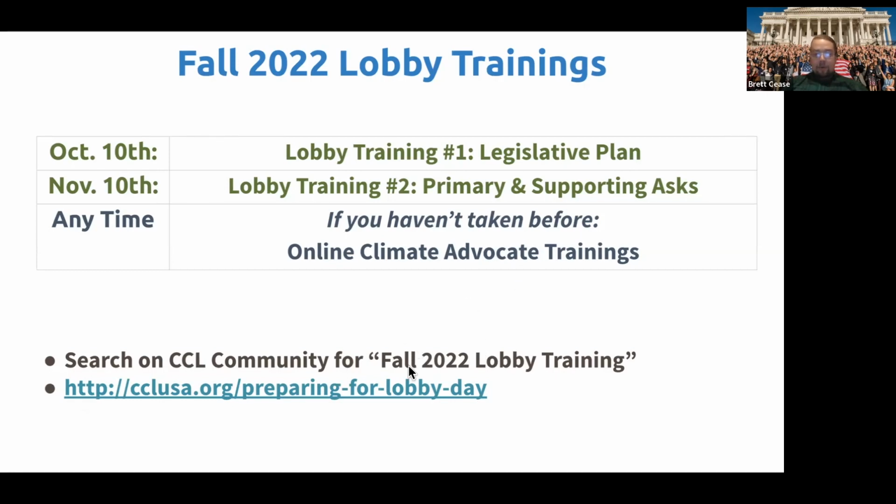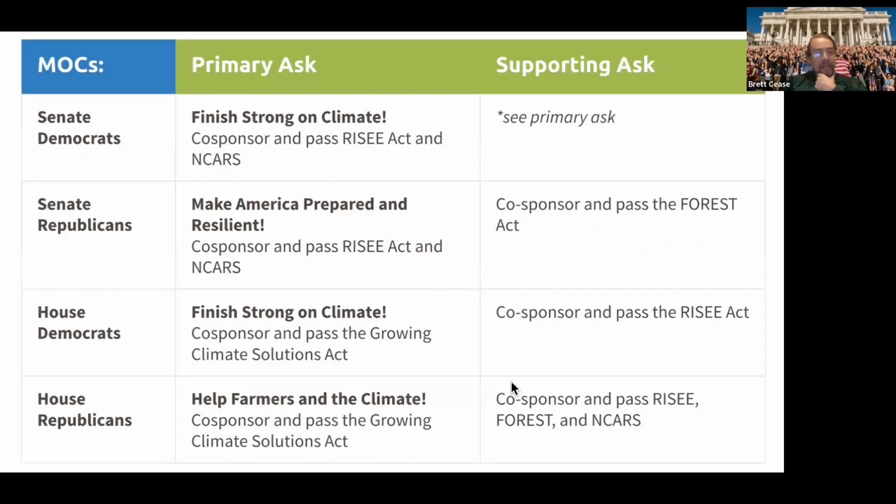So to find out more information about any of these, I'll put a link in the chat where you can either search on CCL Community or visit this simple short link. It's really easy to find more information about all of these. You simply go to cclusa.org/preparing-for-lobby-day.